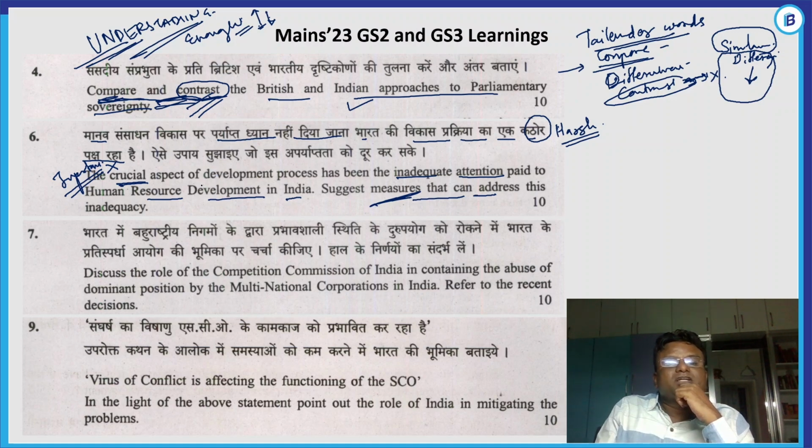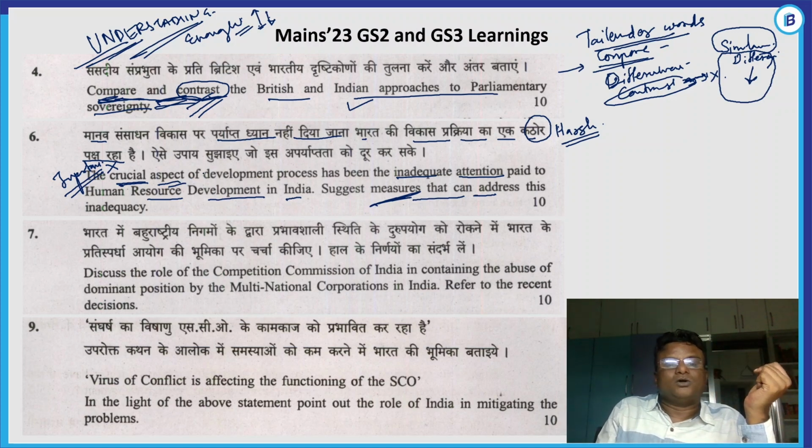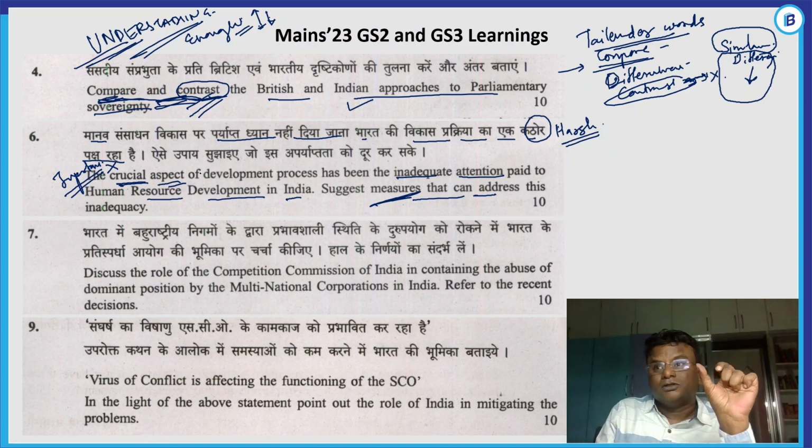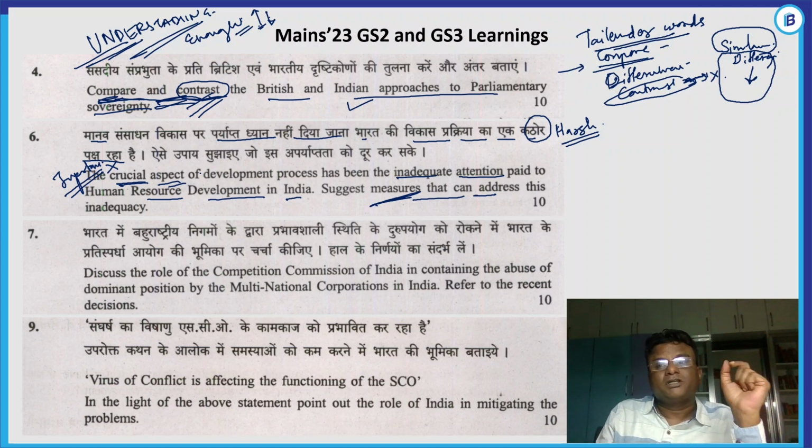The crucial aspect means we generally say that it is crucial to my success, right? Studying hard is crucial to my success, or practicing well is crucial to my performance in the match, right? So the word crucial tends to give more towards the importance of the topic and not towards the harshness of the topic, whereas here it means the harshness. I'll say that the harsh aspect of development process has been the inadequate attention, good.